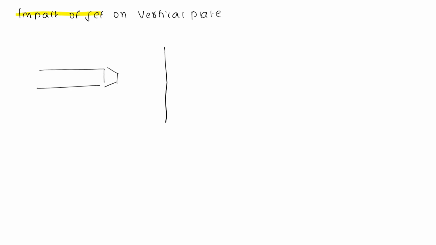So in this module we are going to be dealing with the impact of a jet on a vertical plate. The vertical plate we are considering here is a stationary vertical plate, and we are considering a jet of water with the velocity V striking this vertical plate. Since this is a vertical plate, after hitting it the jet will deviate, so the angle here will be 90 degrees.